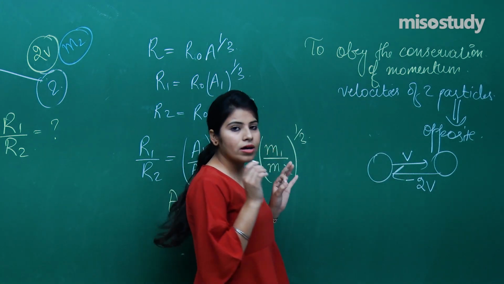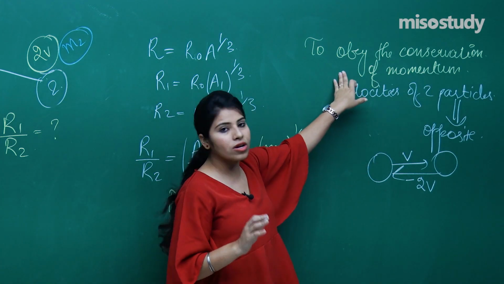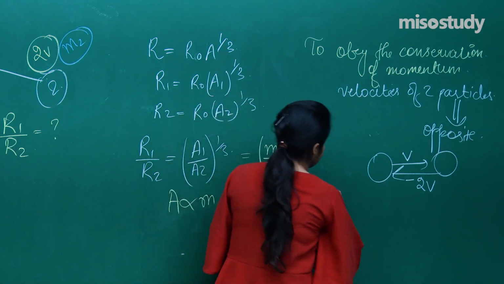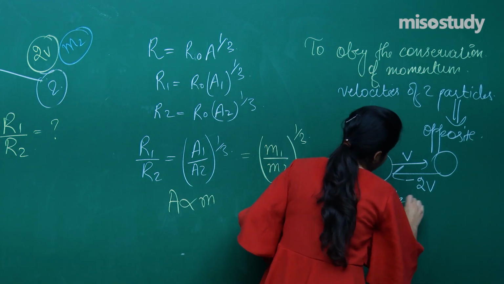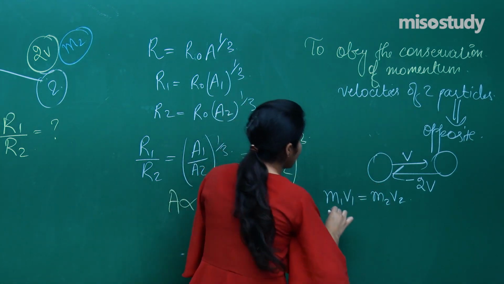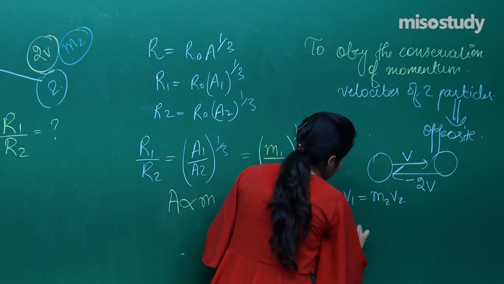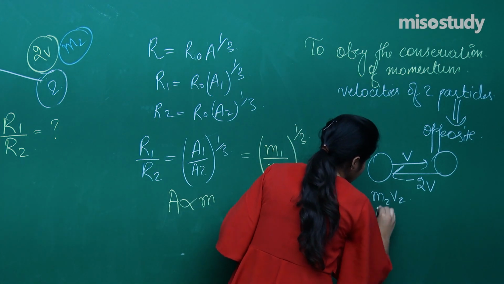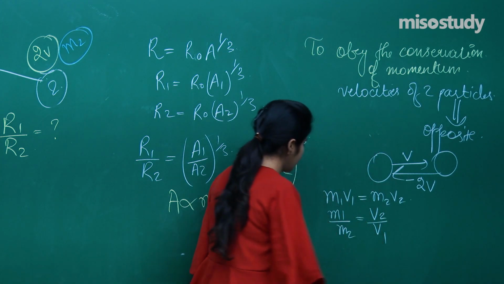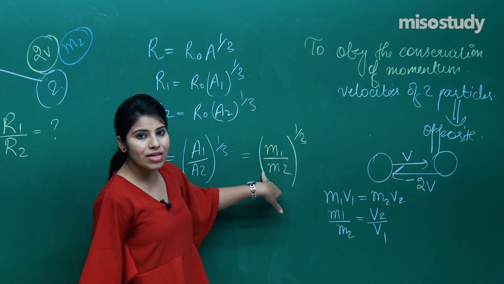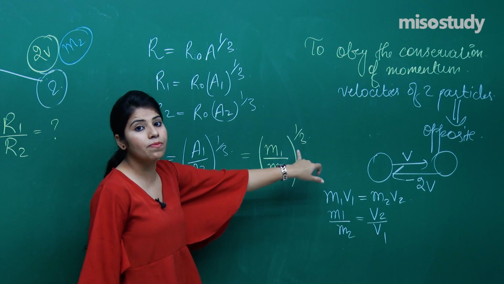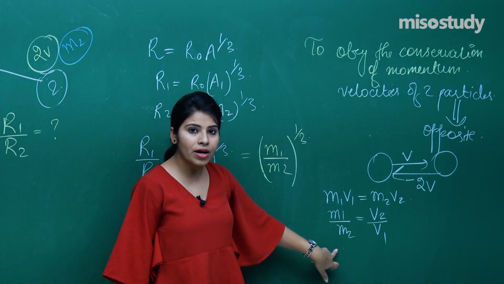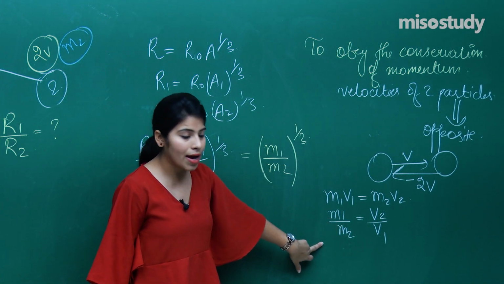So now if I am talking about the conservation of momentum, that means m1v1 should be equal to m2v2. Now from here m1 upon m2 should be what? It should be v2 upon v1. From here you can see that we have reached R1 upon R2 equals m1 upon m2 raised to the power 1 by 3. And so from here we have found out the m1 upon m2.